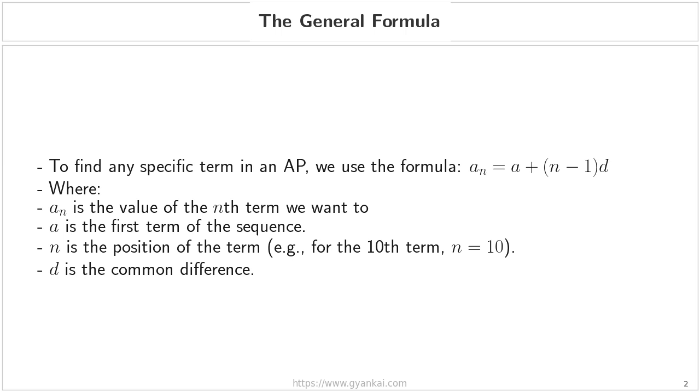First, a sub n refers to the value of the nth term that we are trying to calculate. Next, a represents the very first term in our sequence. Then, we have n, which represents the position of the term we are looking for. For example, if we are searching for the 10th term, then n equals 10. Finally, d stands for the common difference, which is the constant amount added to each term to get to the next. Once you understand these four components, you'll be ready to follow the step-by-step procedure I'm about to show you on the next slide.